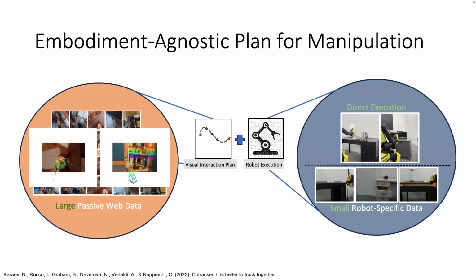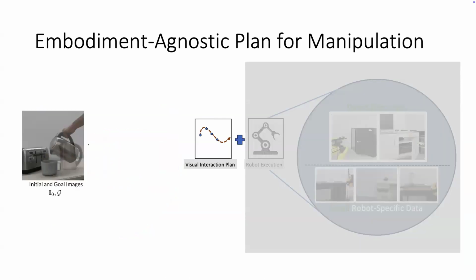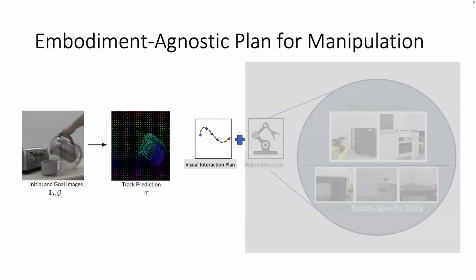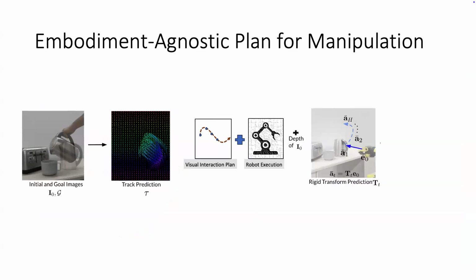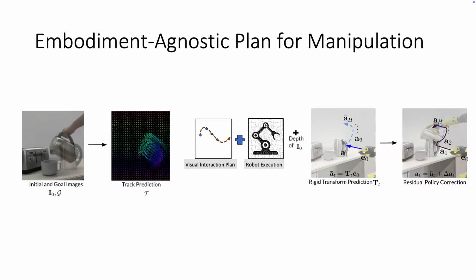And so the approach is simple here. Again, given an initial and goal image, we first learn how the track points should move to go from the initial image to the goal image. And then we map these track points into robot action. First, we try an open loop policy, which assumes a rigid transformation: what action should the robot apply to get this rigid transformation? As the results will show, the open loop does not work that great because it will miss the original. So we also learn a residual policy on top using the small data set that we collect.